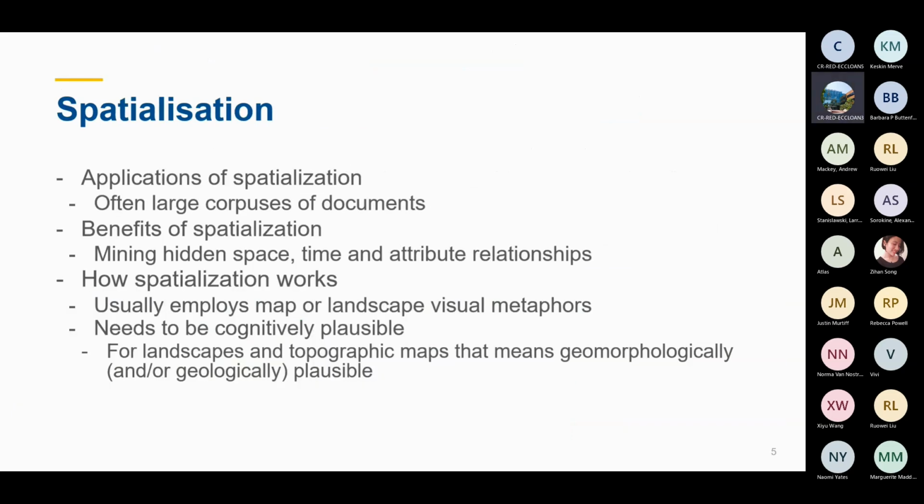So we've got lots of applications of spatialization. I've shown you a couple. Lots of others try and map spatially corpuses of documents. The main aim of this is to reveal hidden attribute relationships in particular. Space and time are pretty much taken care of. And so we use metaphors to do this. Given that we are dealing with landscapes here, I've chosen to talk about landscapes and topographic maps. It makes sense that those metaphors, if they are to be cognitively plausible, have to be geomorphologically plausible.